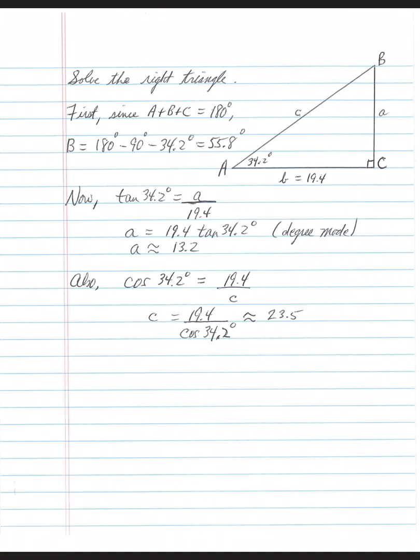Now, if you're given two angles, I recommend finding the third angle right off the bat. That has to be the angle that makes all three sum up to 180. Well, since A, B, and C have to add up to 180, angle B is going to have to be equal to 180 minus the 90 degree block here minus the 34.2 degrees given. That result is 55.8 degrees.